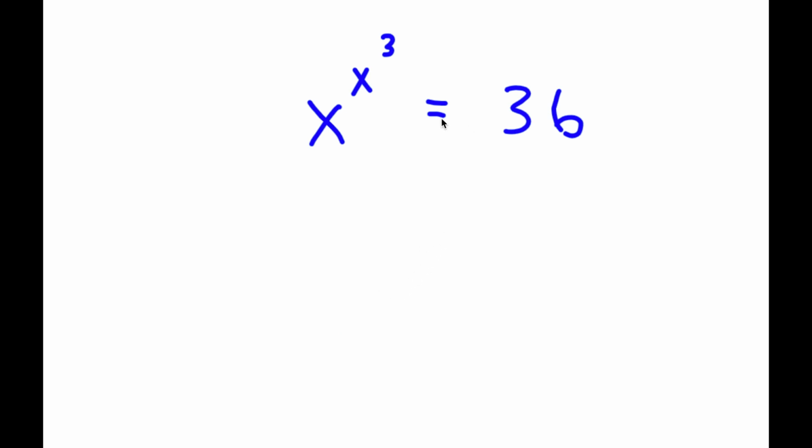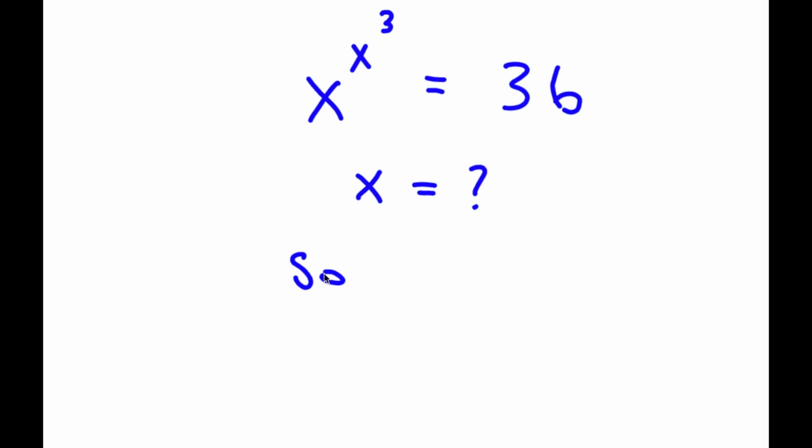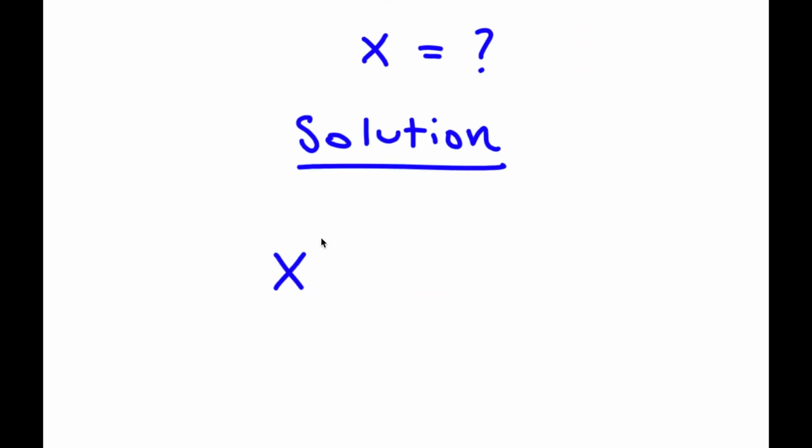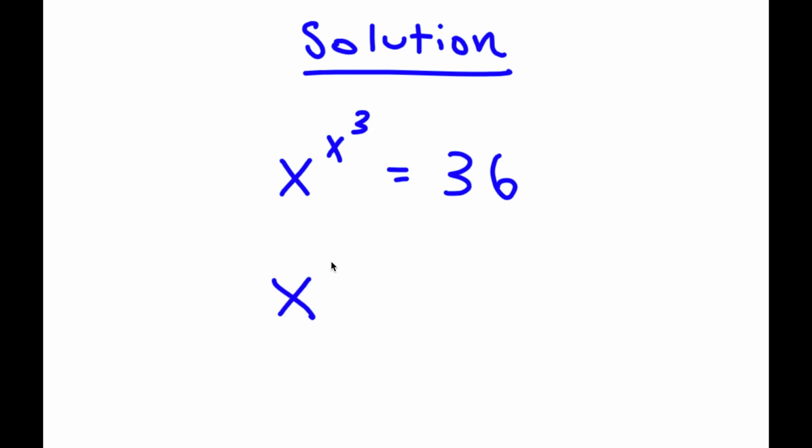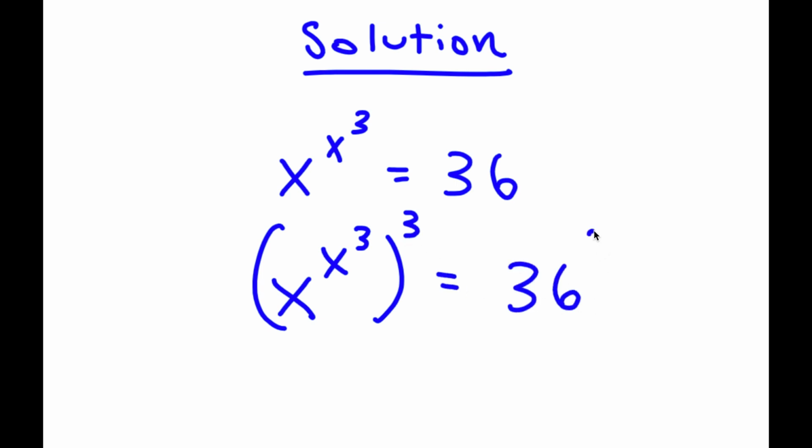Alright, so in this problem, I have x to the power of x to the power of 3 is equal to 36. So I want to find the value of x here. So for my solution, I'm going to first start with x to the power of x to the power of 3 is equal to 36. Now what I'm going to do is take the power of 3 on both sides. So now I have x to the power of x to the power of 3 to the power of 3 is equal to 36 to the power of 3.